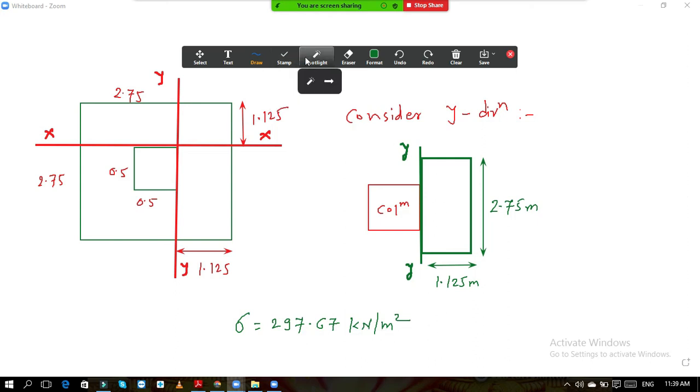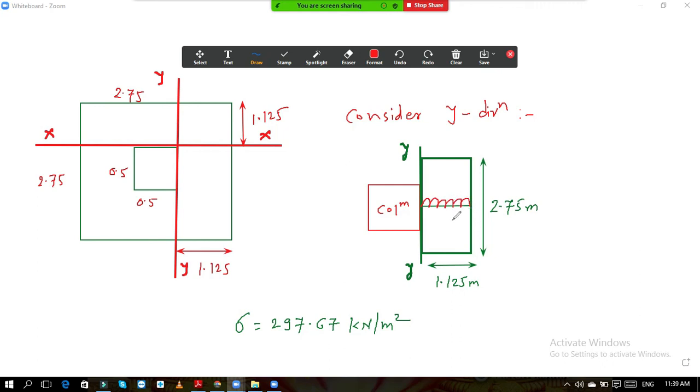Now we want to calculate the bending moment about this y section, about the y axis. To calculate the bending moment about the y axis, we must calculate the UDL along this. What is the UDL acting over here, that we should calculate first. What is the UDL?